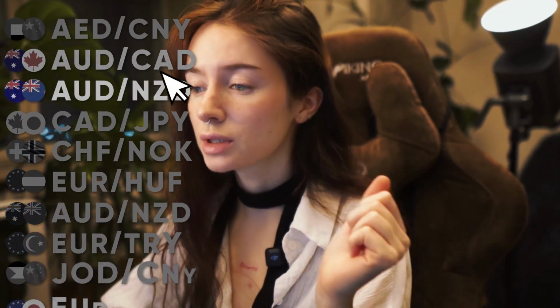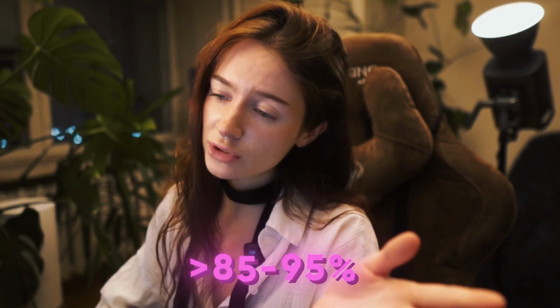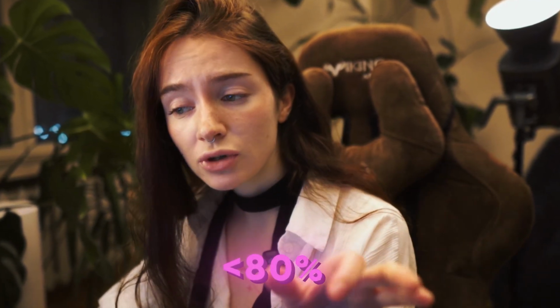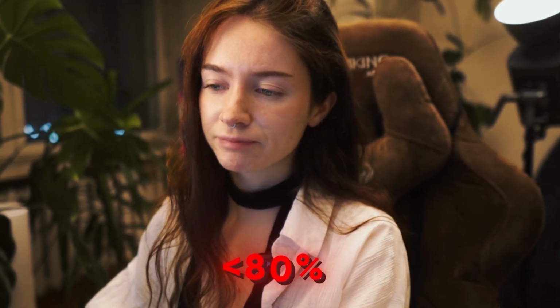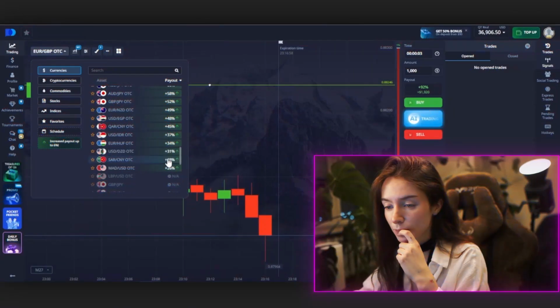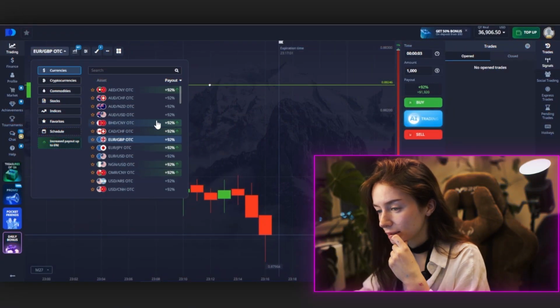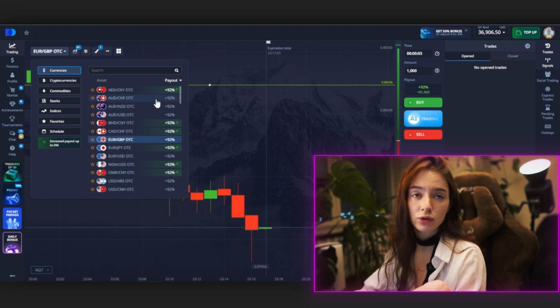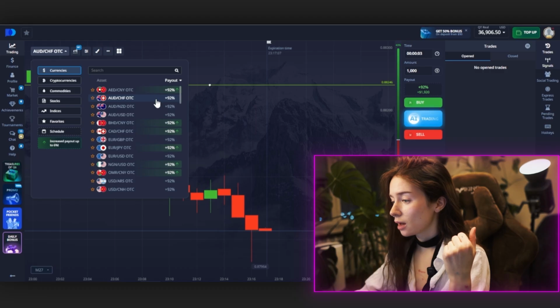The first thing I want to point out is how we choose a currency pair. I've already talked about this in previous videos. We look at the payout percentage, the profitability. If it's above 85–95%, that's much better. If it's below 80%, I personally don't risk it. You can see the payout yourself here. So again, we work with proven pairs that bring stable profitability to traders.